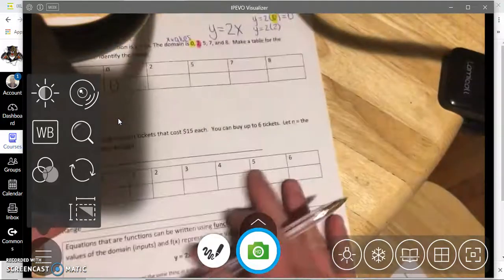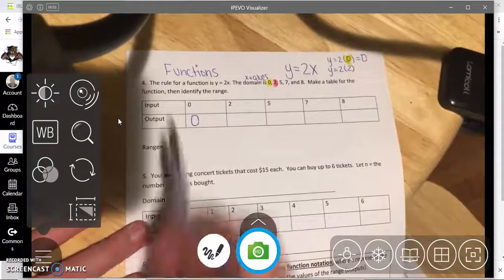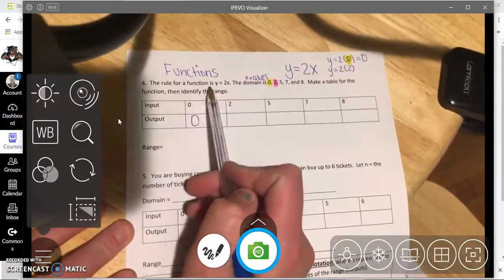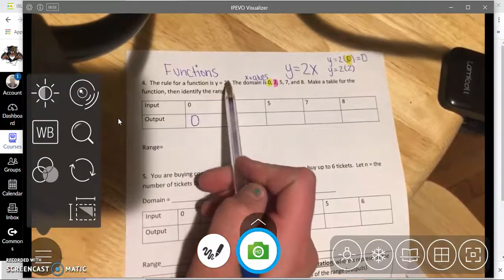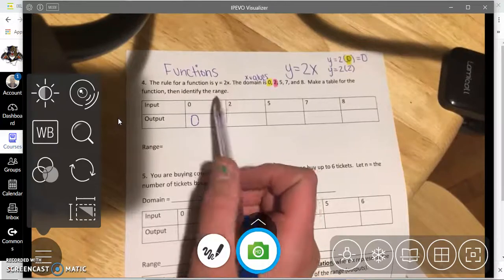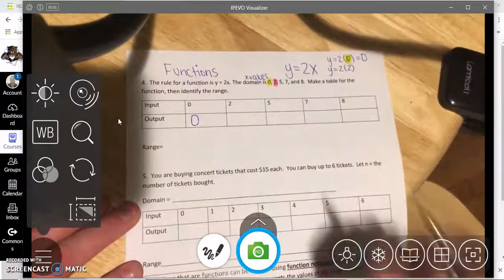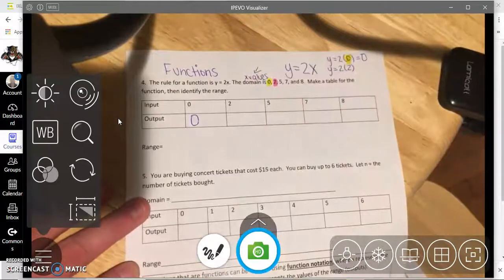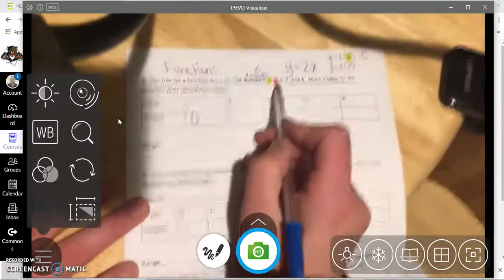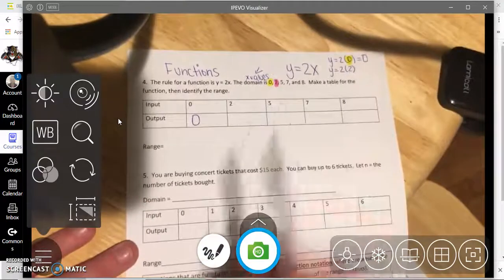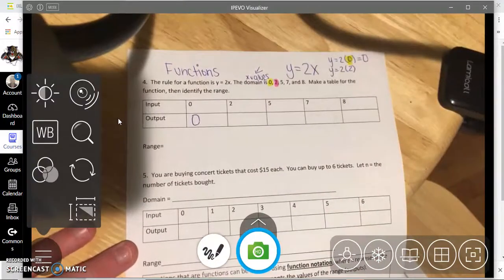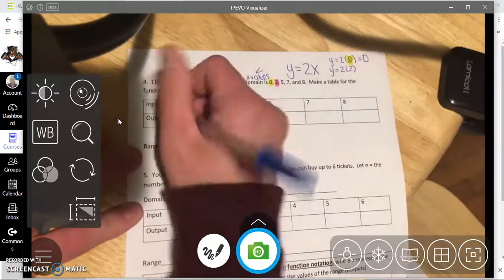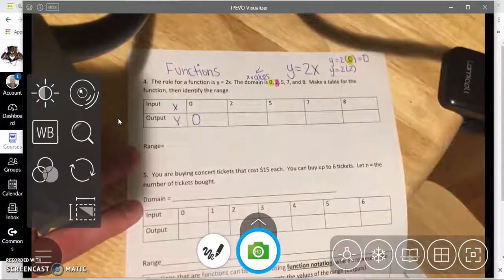So we're going to start with functions. This says the rule for a function is y equals 2x. This is just an equation. That's all a function is, just an equation. The domain, which is your x values, is 0, 2, 5, 7, 8. This is just a made-up one for this problem. Make a table for the function and then identify the range. So all this is saying is these are your x values and these are your y values.